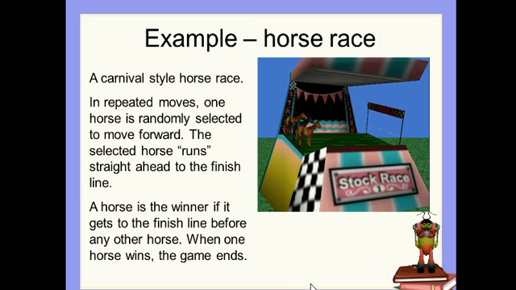Okay, so here's our example, and you're going to download it in a second. You've got just a regular horse race. Maybe you've seen this if you've gone to a carnival where you pay money and you bet on which horse is going to win, and if you're right, then you get a teddy bear or something like that. So we're going to play this game, and the deal is that one horse is randomly selected to move forward. That one runs straight ahead to the finish line. This is important. A horse is a winner if it gets to the finish line before any other horse. When one horse wins, the game ends. So that's actually a more complicated program than you might think.